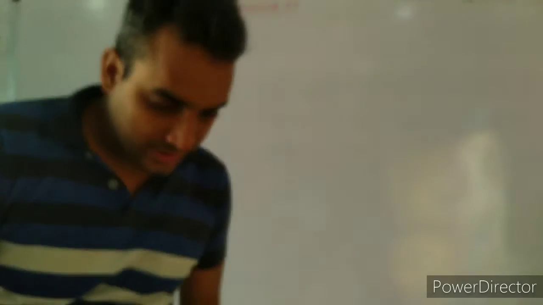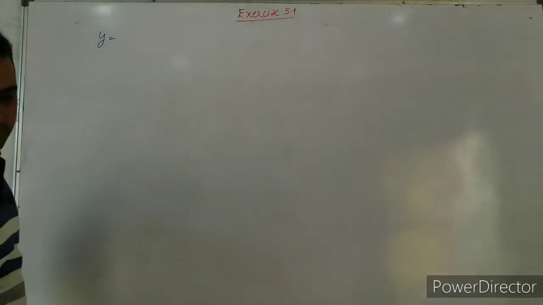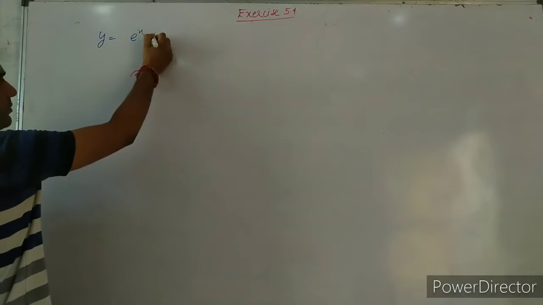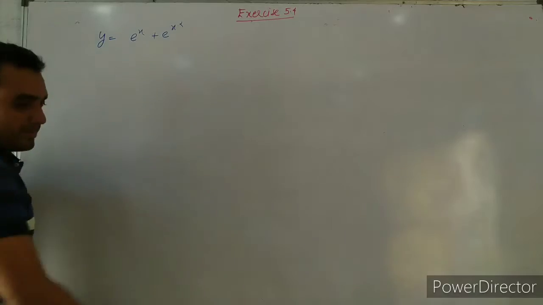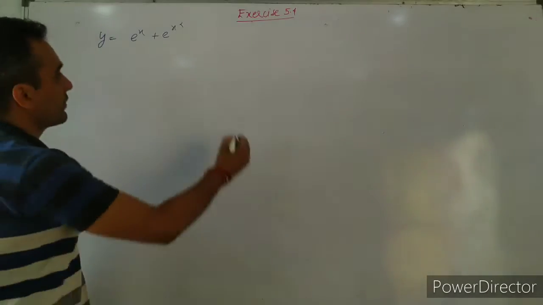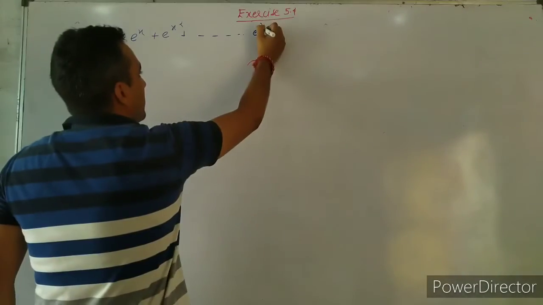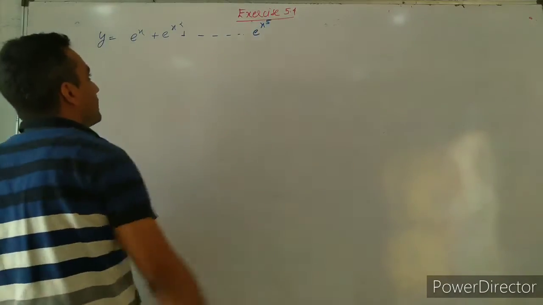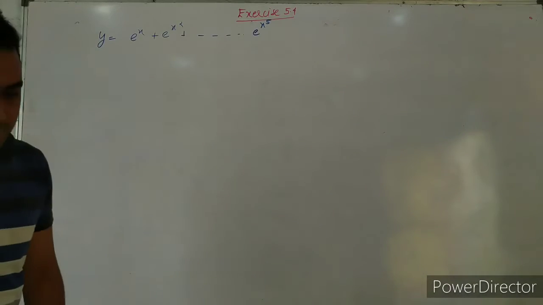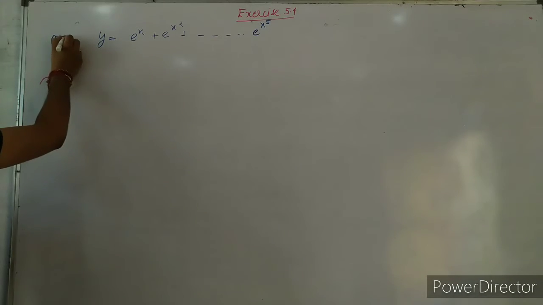In question number 6, I am having a function y equals e to the power x plus e to the power x square plus e to the power x cube plus e to the power x to the power 4 plus e to the power x to the power 5. Now we have to differentiate this function, and this is our question number 6.